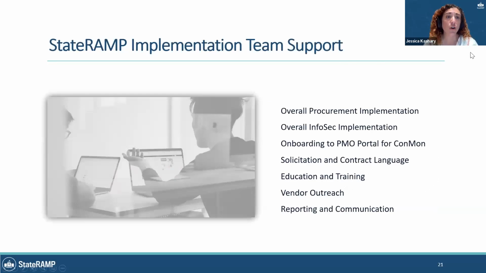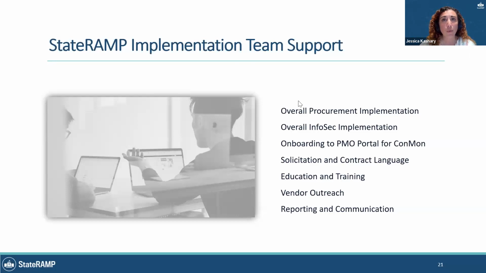So this just goes over again, our implementation team really is there to support every government entity, whether they're state, local, higher ed, K through 12, that we're seeing a lot there as well. With the procurement piece, the InfoSec piece, helping through onboarding to get you access to that portal, handling, like I said earlier, whether that's actually writing up the solicitation contract language into your documents for you, or just providing you with our best practice language, vendor outreach. We try to take as much as we can off your plate.